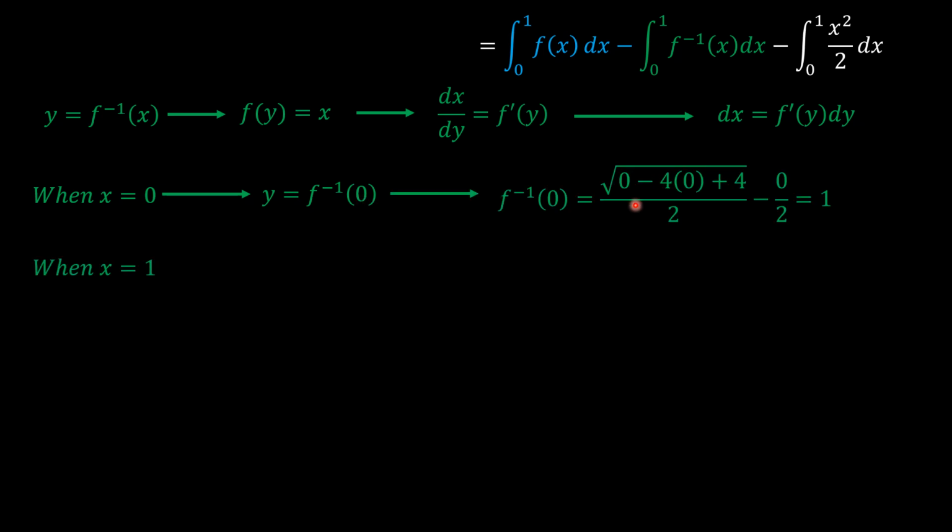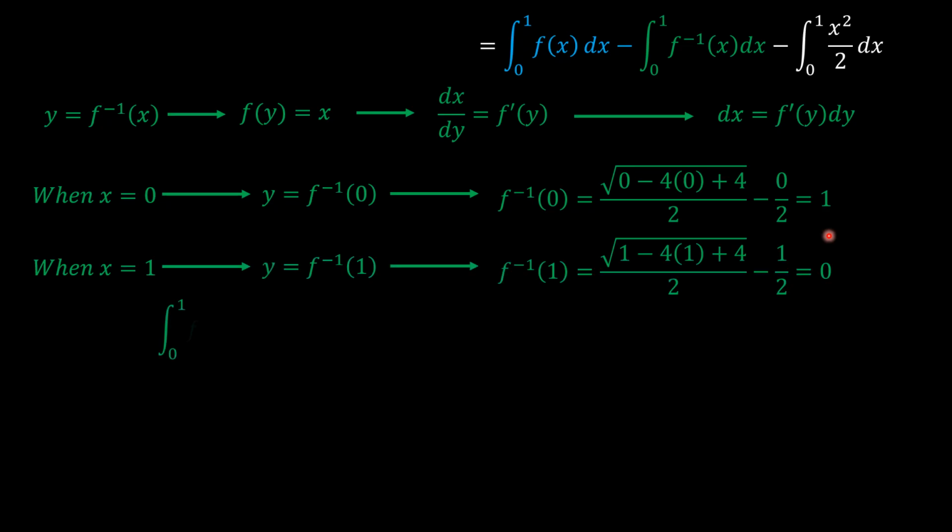And since we knew that the inverse function of f(x) is x to the power 4 minus 4x plus 1 over 2 minus x squared over 2, when we substitute 0 in place of x, we just get 1 here. When x equals 1, we do the same, and we find that it's 0.